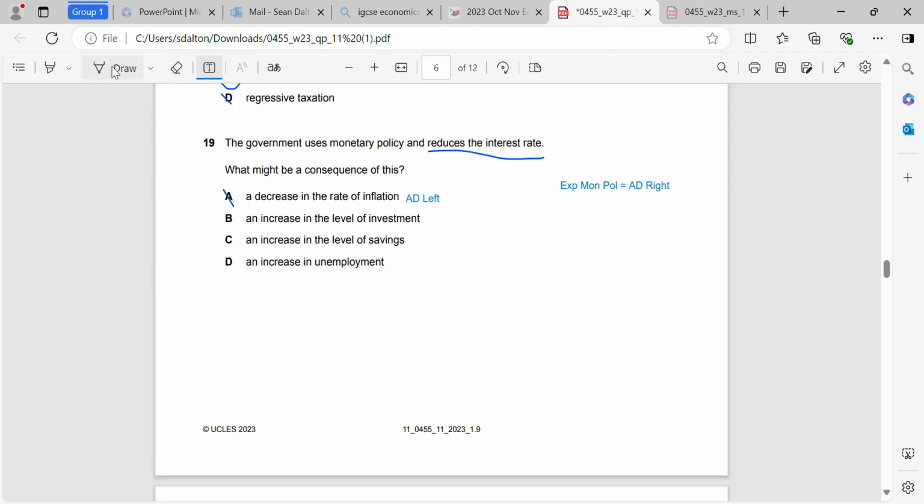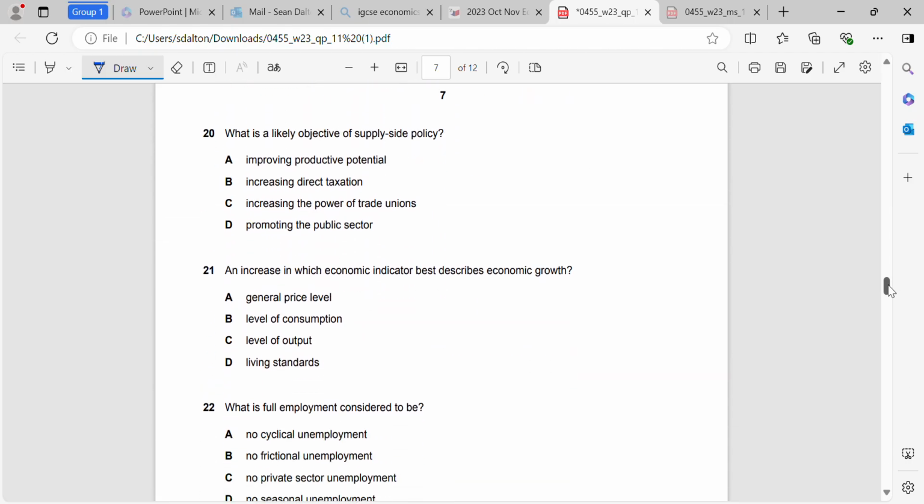An increase in the level of investment? Yes, that could possibly be an increase, because that might result from AD moving right. An increase in the level of savings? No. And an increase in unemployment? Both of those will be from AD moving left. So the only one that applies here is B, AD moving right. Generally these questions are easy because we just identify which direction they move.